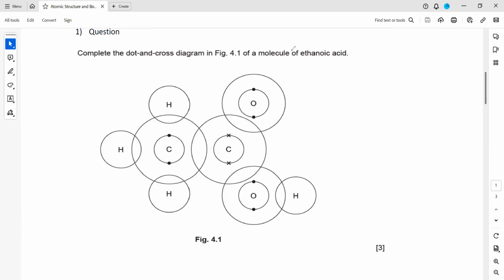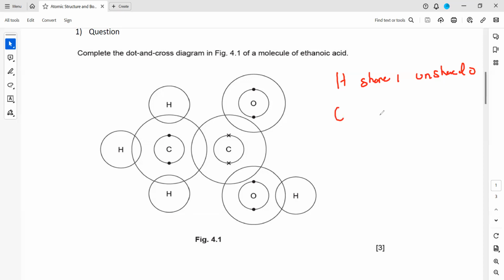In figure 4.1, a molecule of ethanoic acid is shown. For this you have to use an idea about each element. For example, hydrogen: how many electrons will it share? It will share 1 and unshared will be 0. Hydrogen does not have any unshared electron. It only shares 1.